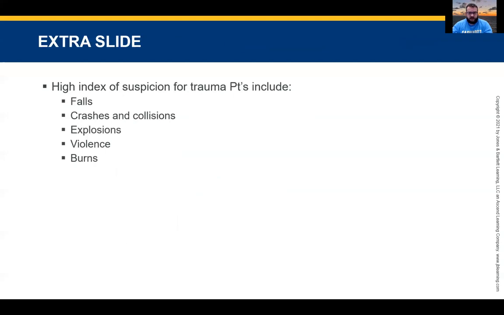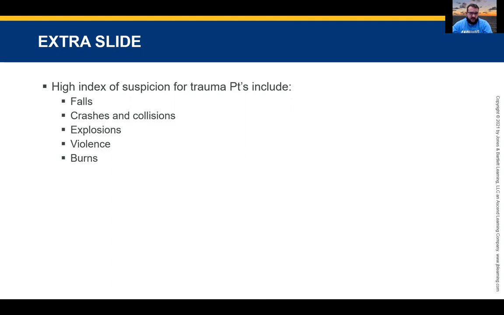So, high index of suspicion for patient traumas. We talk about falls, crashes, collisions, explosions, violence, burns. I put that in there because those little things are important. A fall can create a bad hip fracture. They can lose a lot of blood inside the abdomen and the pelvic girdle.